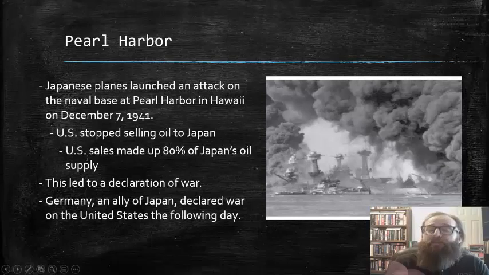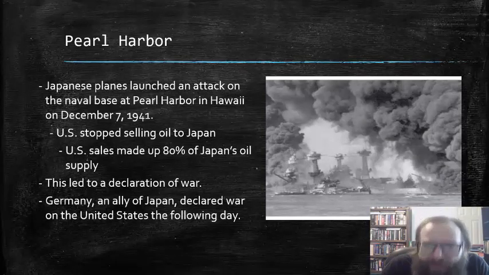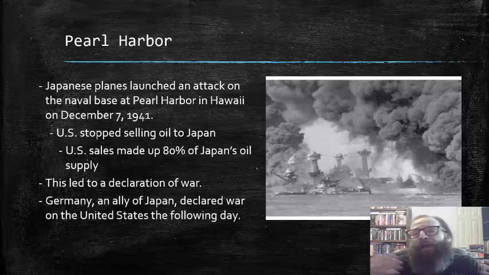Then came, as FDR so memorably put it, the day that will live in infamy, December 7th, 1941, when Japanese planes launched an attack on the naval base at Pearl Harbor in Hawaii. Now, many have characterized this as a complete surprise attack, and that is not entirely true. The U.S. knew that the Japanese were up to something. They just did not quite know what or when that something was going to happen.